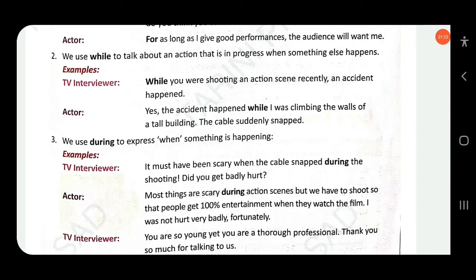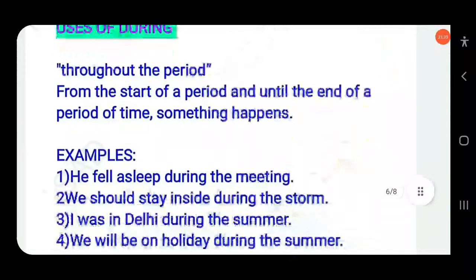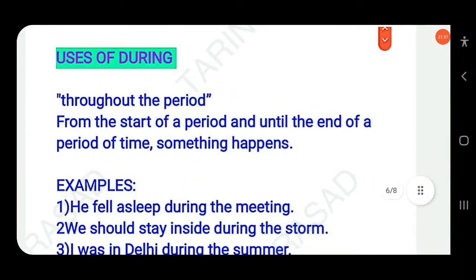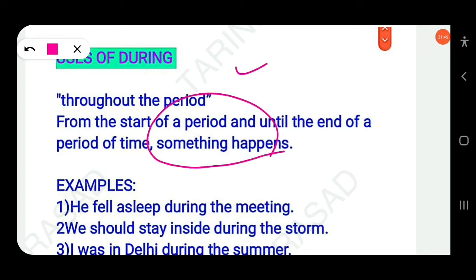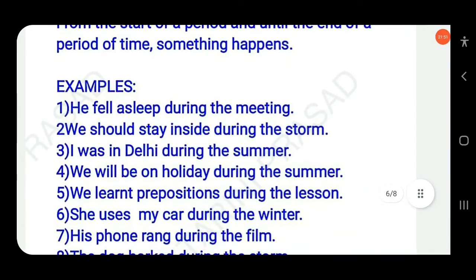Clear? Next, we use during to express when something is happening throughout the period, that means from the start of a period until the end of a period of time, something happens. So in that case we use the preposition during. Suppose, take an example here: he fell asleep during the meeting. That means throughout the meeting, from the starting and also the ending, at that time he fell asleep during the meeting.